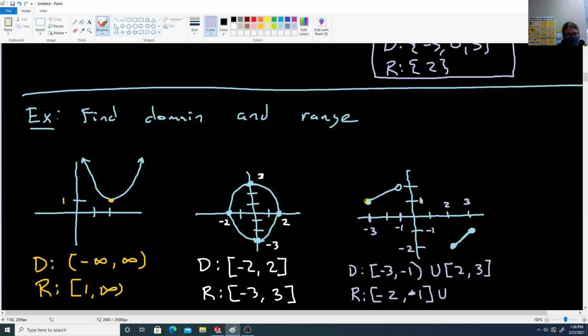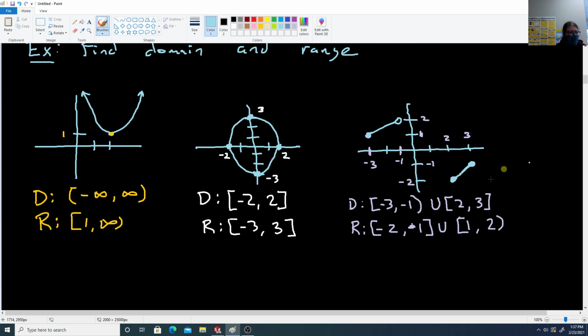Then at 1, we pick up again here, and we exist all the way till we get to 2. So from 1 up to 2, 1 starts with a closed dot, so we get a square bracket. 2 is an open dot, so we get an open bracket. Okay, so that is how to find domain and range graphically of a couple of these.